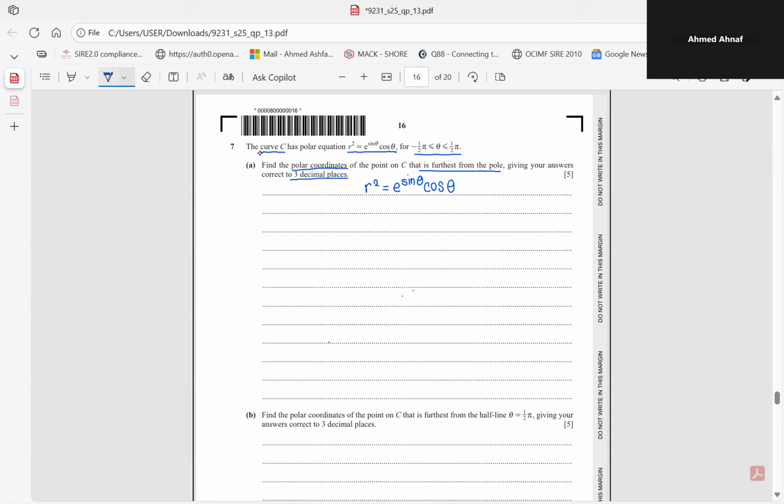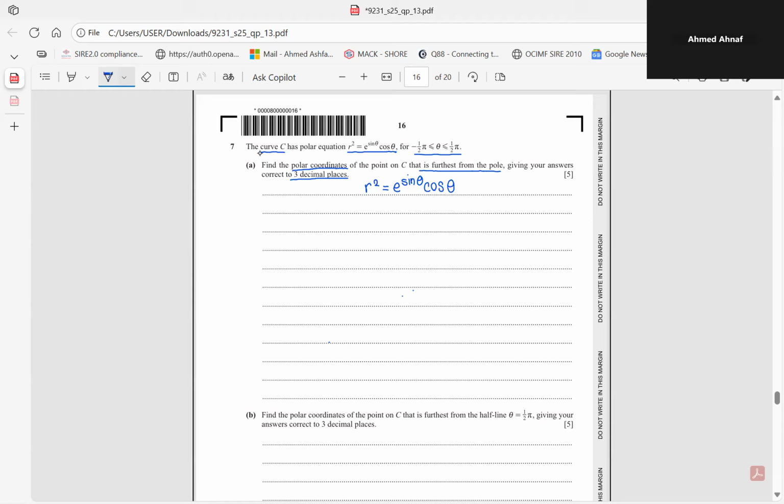And then this would be plus the derivative of cosine theta, which is minus sine theta, times e to the power of sine theta. So this is minus sine theta times e to the power of sine theta.